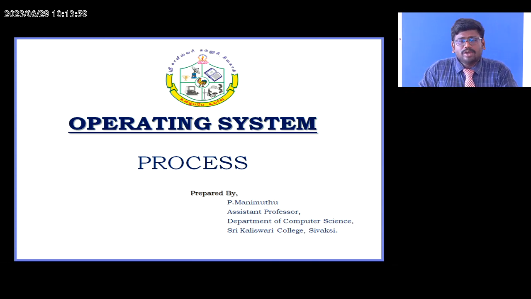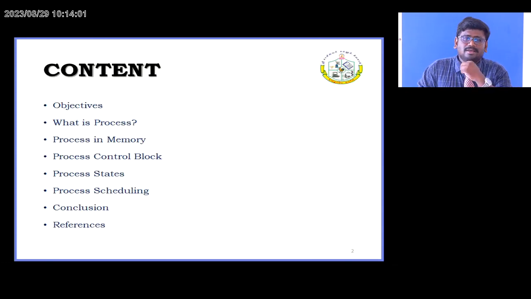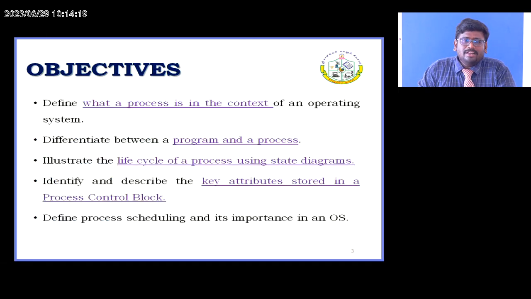Okay. So in this session we are going to discuss the main objective of the process and what the process is, how the process is represented in memory, and how the process is controlled by the operating system. This is the process control block, the various states of the process, and process scheduling, and finally we are going to conclude.